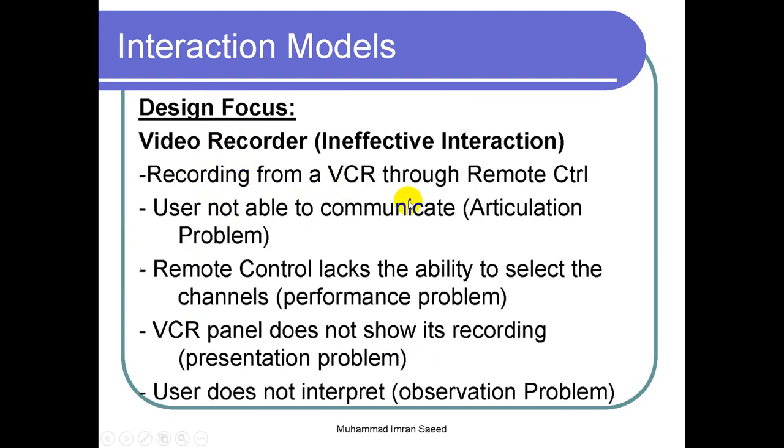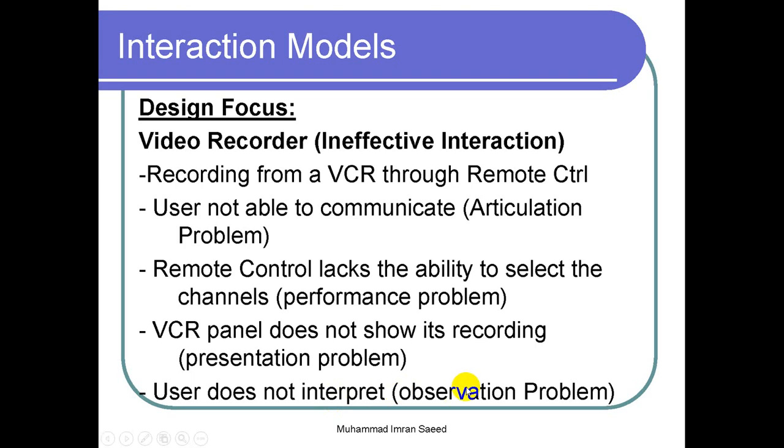Now again, the user gave the right command, knew how to use the VCR, he gave the right command, the VCR recorded, and the panel showed a small dot somewhere, or some R somewhere, or some red dot somewhere, but the user cannot interpret. He could not observe that. He could not understand what that means. So that is known as an observation problem.